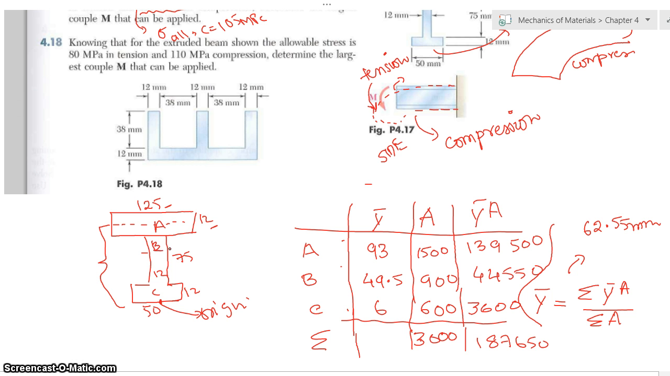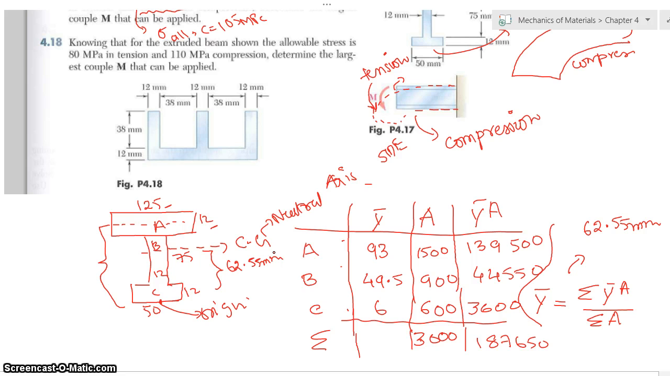It's going to be somewhere over here. The center of gravity, which is my neutral axis. The distance of this from here is 62.5 millimeter.